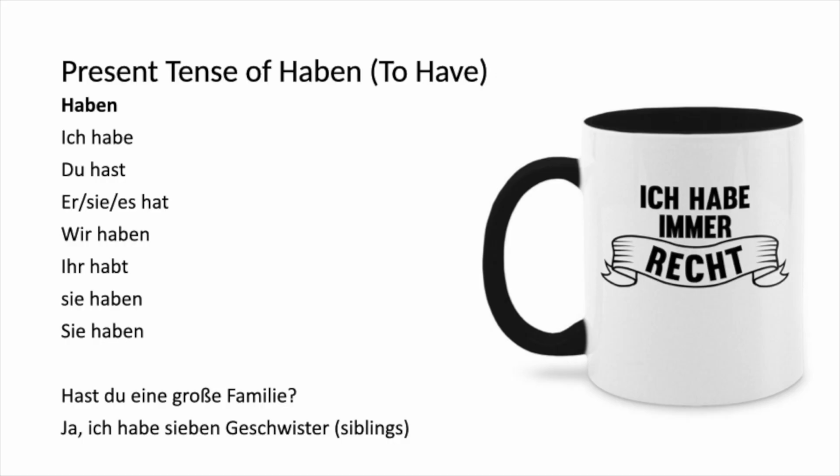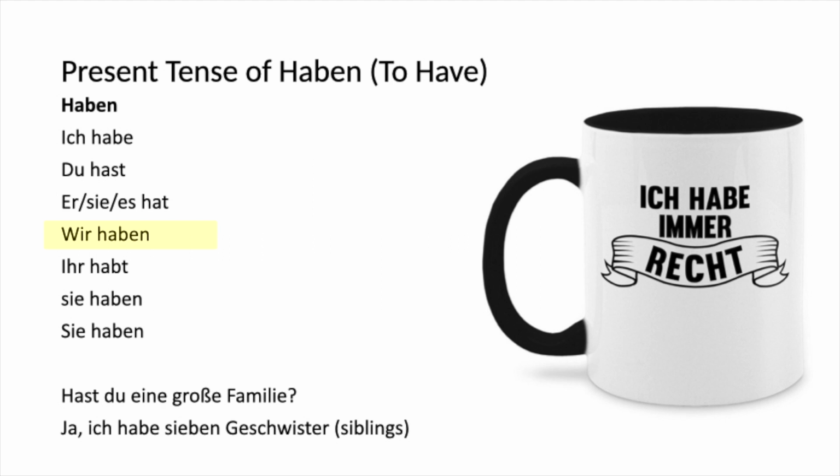So the infinitive is haben. If we drop the en ending, we are now moving from the infinitive to the stem, and we add the following endings. As you can see, just say with me, ich habe is I have, du hast is you have, singular and informal you, sie/es hat is he, she, or it has. Wir haben is we have.